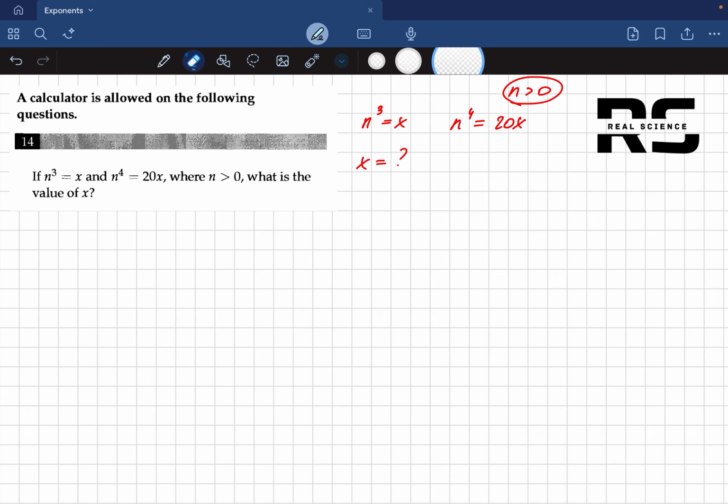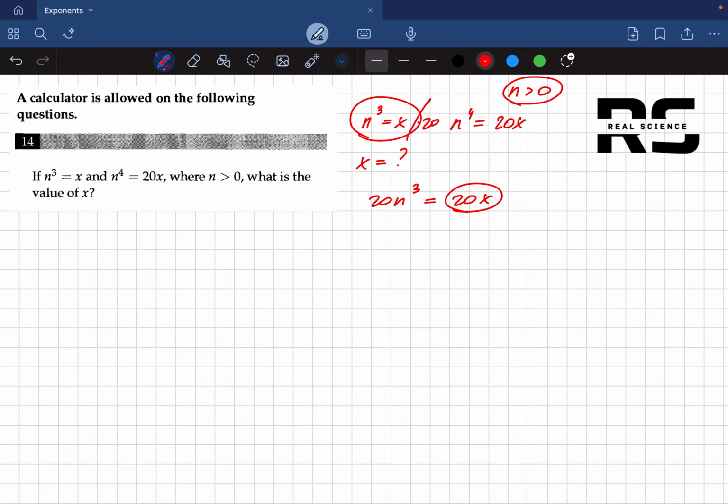Okay, well, look, so if 20x is equal to n to the power of 4, now let's multiply both sides of this equation by 20. That's going to be 20n cubed is equal to 20x. And if 20x is equal to n to the power of 4, then 20n cubed is equal to n to the power of 4.